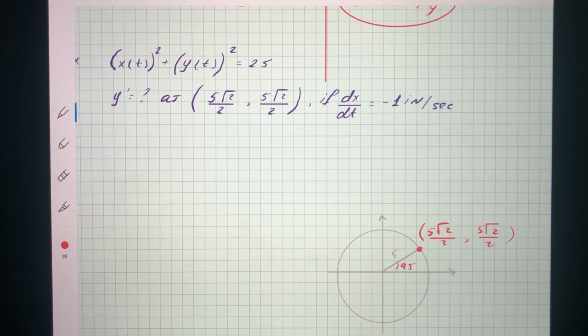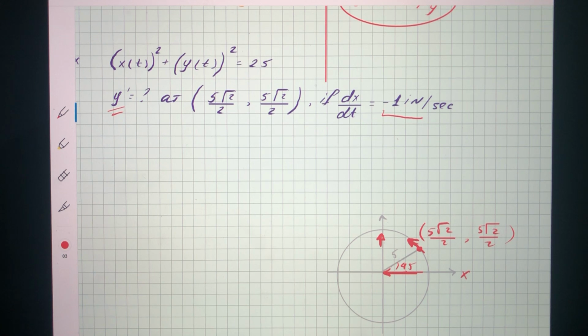So the question is asking how fast y changes as x is changing at negative 1 inch per second. So x is shrinking at the rate of negative 1 inch per second. So as x gets closer and closer this way, what happens to the y of this point? And y is going up at some speed. The question is how fast, and that's what we have to find.